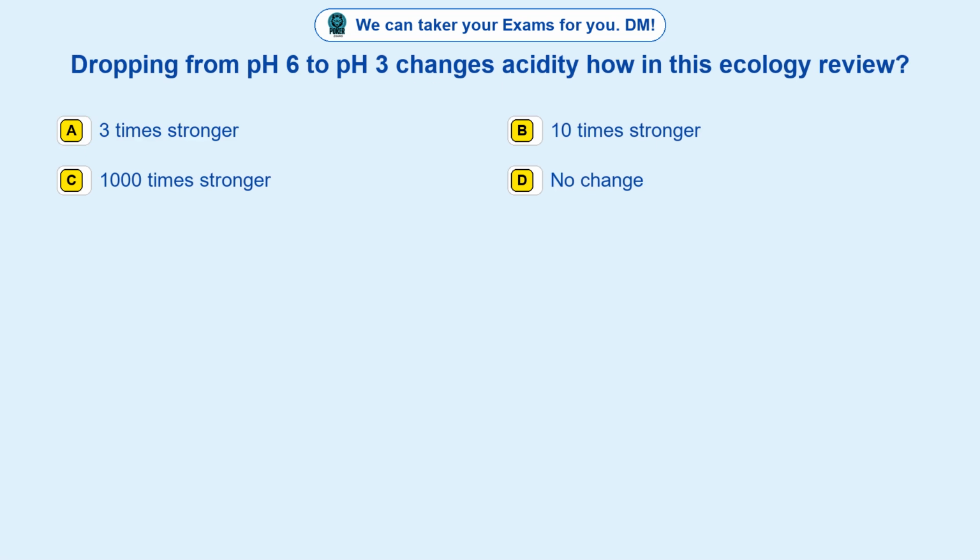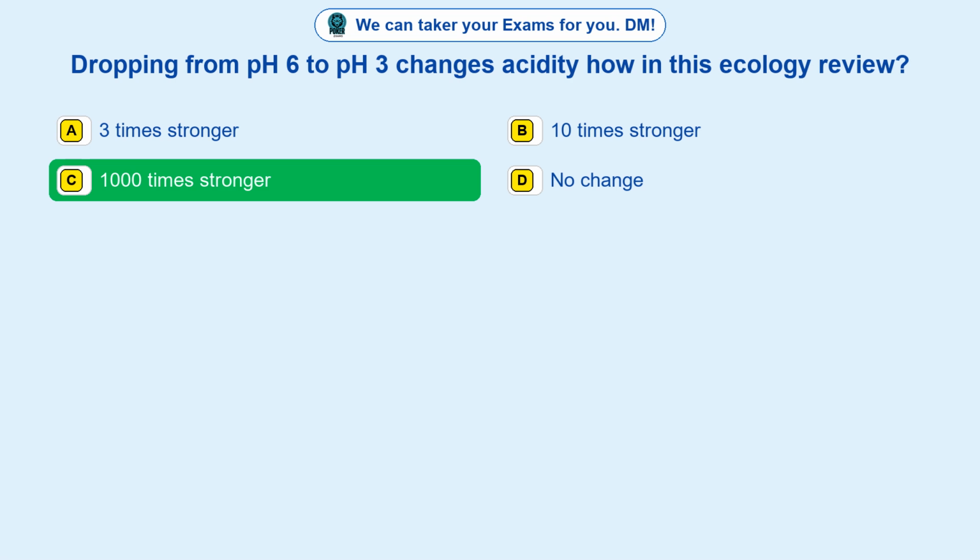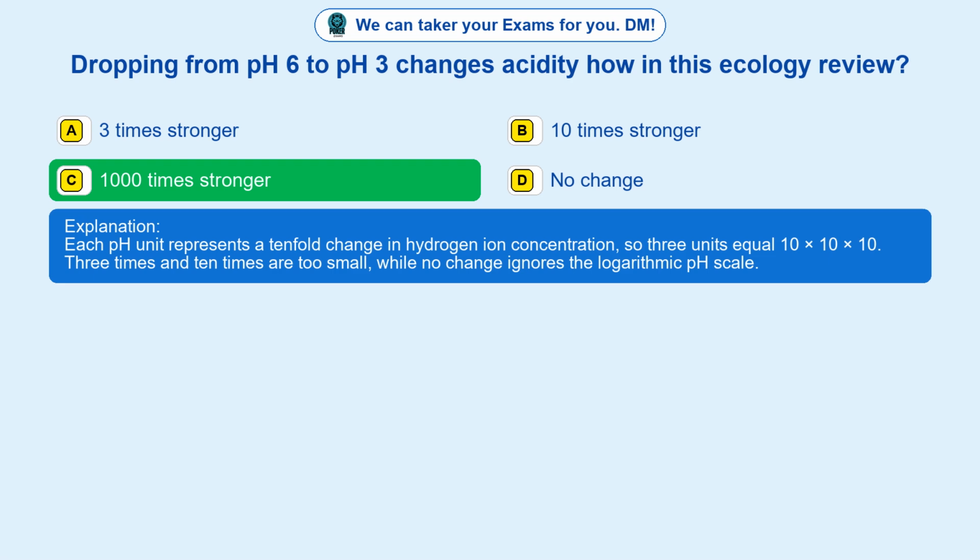Question 53. Dropping from pH 6 to pH 3 changes acidity how in this ecology review? Option A, 3 times stronger. Option B, 10 times stronger. Option C, 1000 times stronger. Option D, no change. The correct answer is option C, 1000 times stronger. Each pH unit represents a 10-fold change in hydrogen ion concentration, so 3 units equal 10 times 10 times 10. 3 times and 10 times are too small, while no change ignores the logarithmic pH scale.